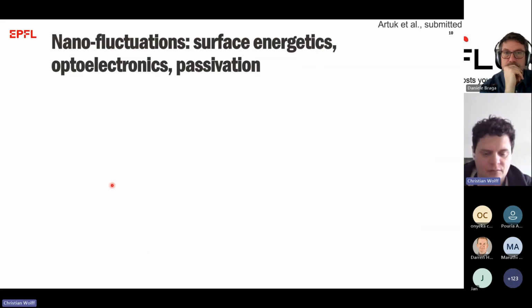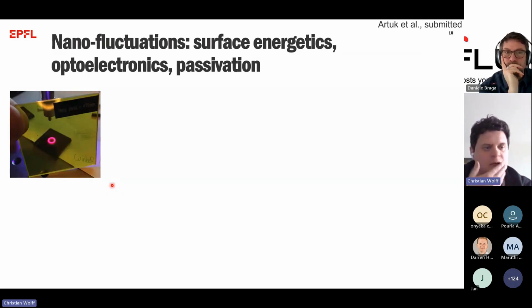Okay, so now we looked at really the grains, and how the local structure impacts the performance and stability of devices. I want to go one step further, and to do so, I want to swiftly introduce to you two measurement techniques that we used. One is a relatively simple one.